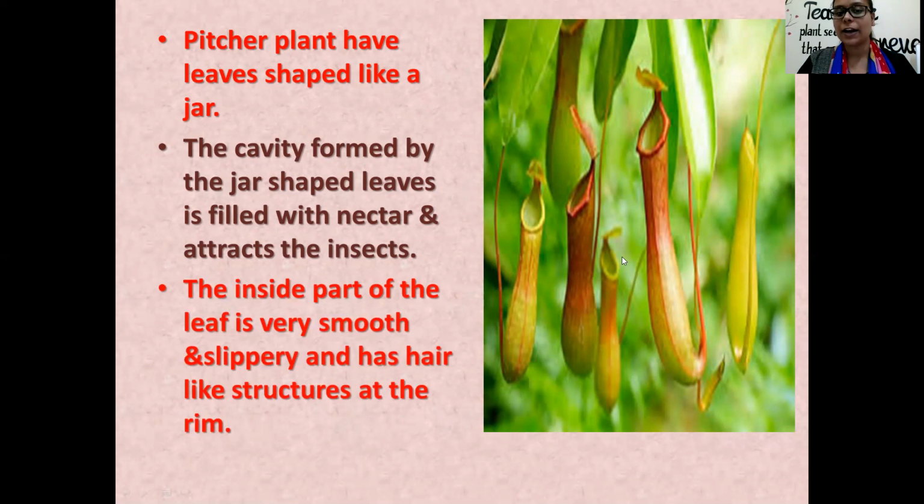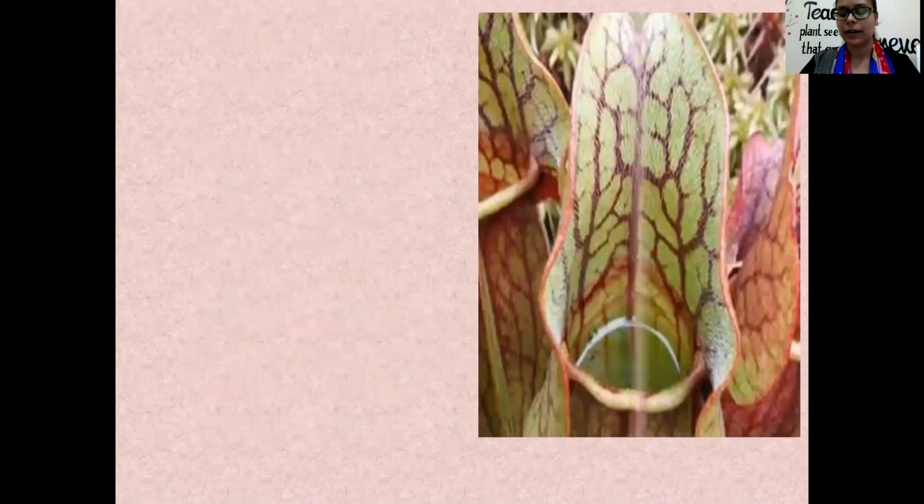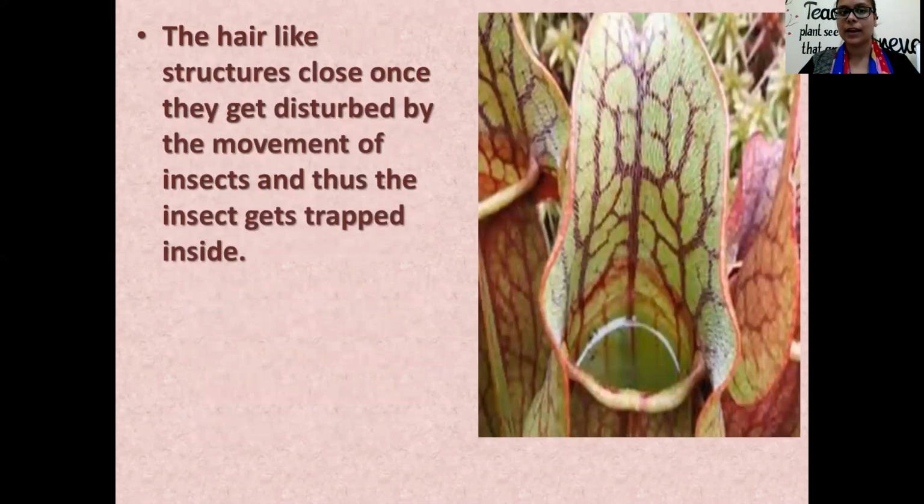The inside part of the leaf is very smooth and slippery and has hair-like structures in the rim. So at the top, at the rim part, there are very fine hair-like structures which are very sensitive. And let's see how they trap it. The hair-like structures close once they get disturbed by the movement of insects, and thus the insect gets trapped inside.